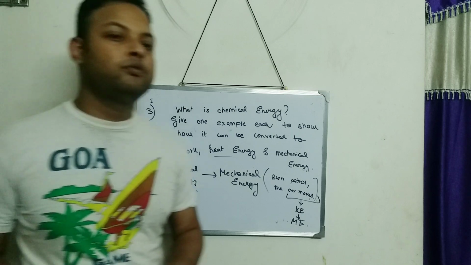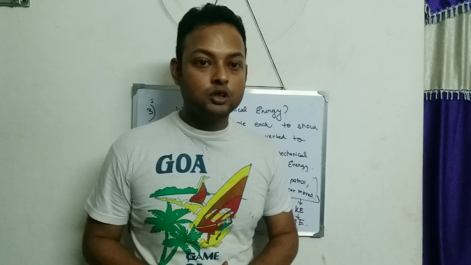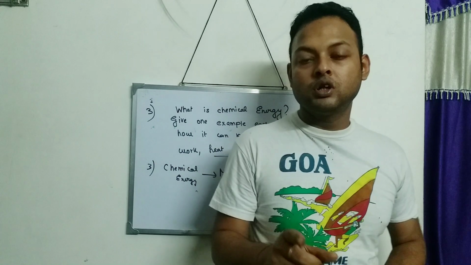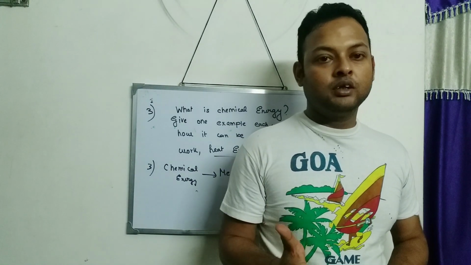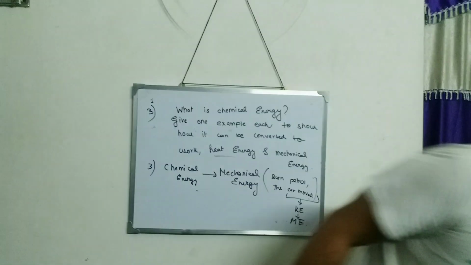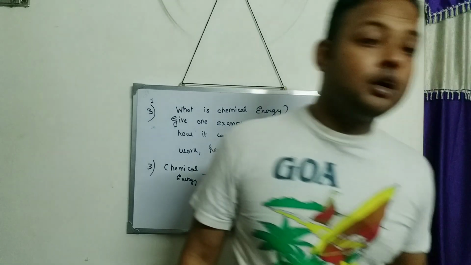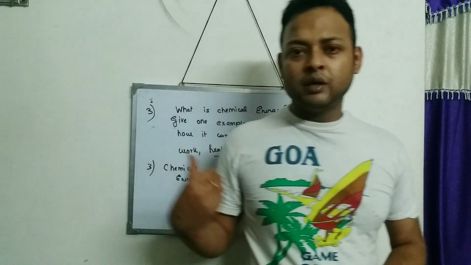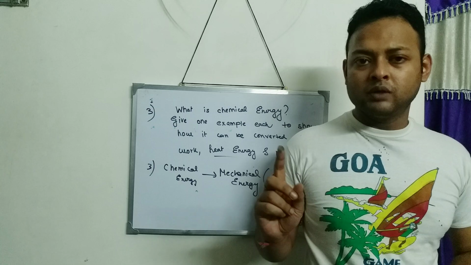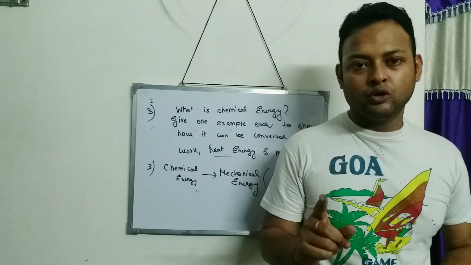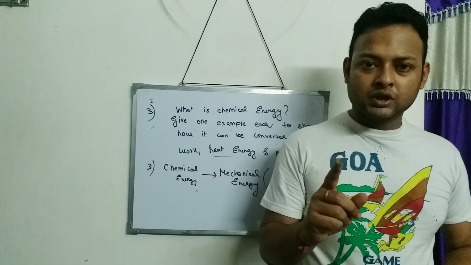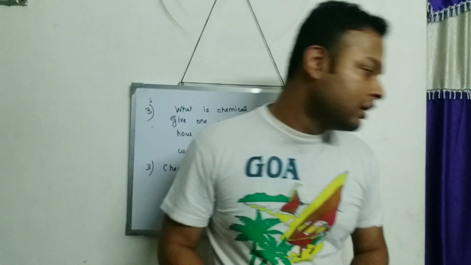Now, questions number 4, 5, 6 I am not doing, because for those questions I have already given notes or explained them. After this, what is the next question? If I am not wrong, state the law of conservation of energy. See the previous lecture number 5. The law of conservation of energy has been fully explained to you. What is the law of conservation of energy? Energy can neither be created nor be destroyed, it just converts from one form to another form.